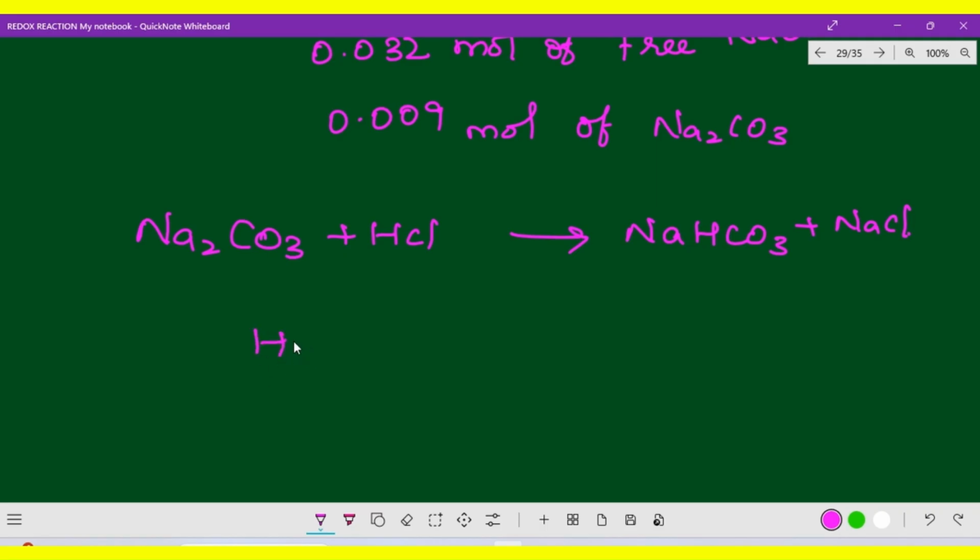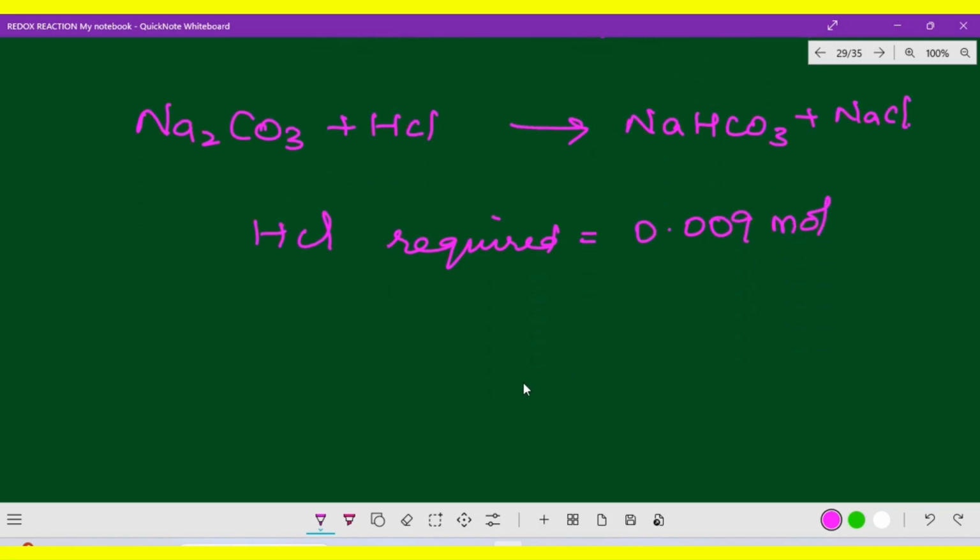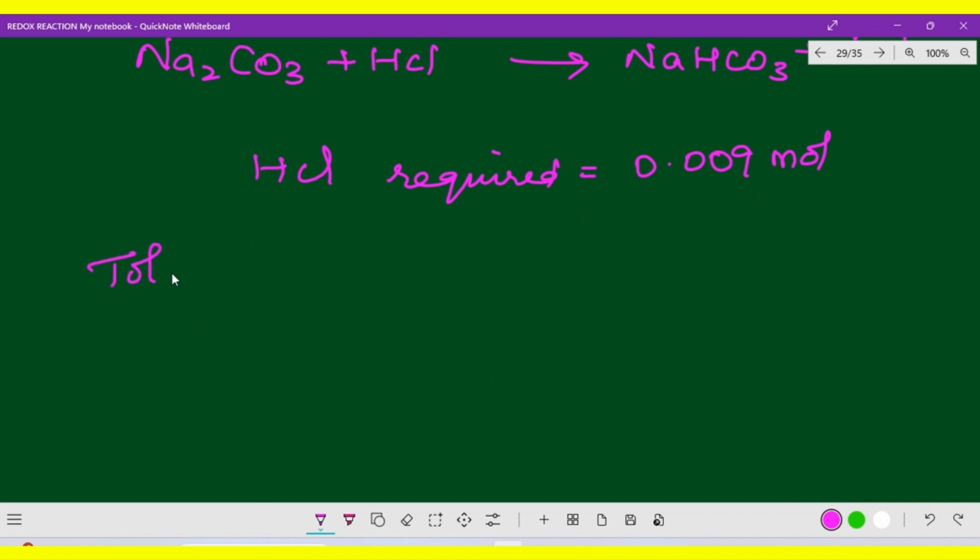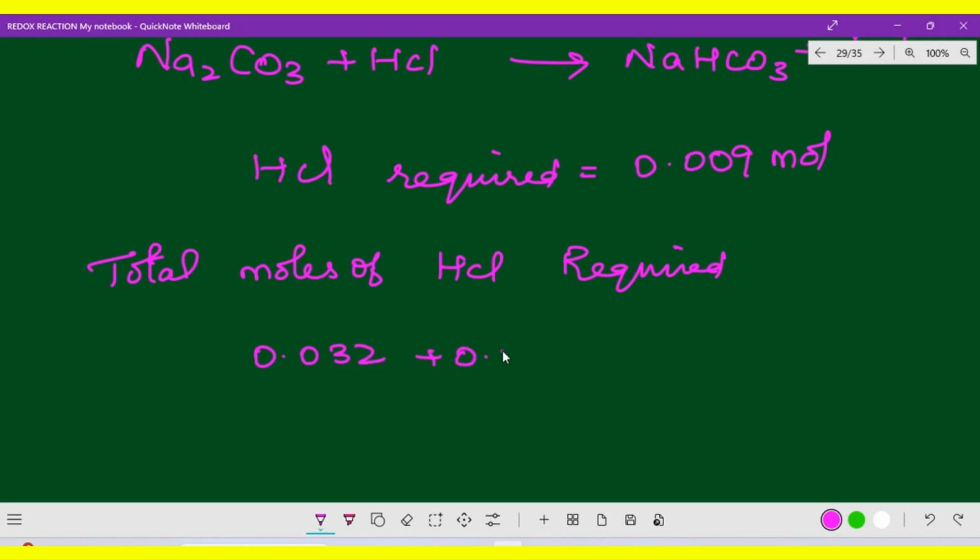So how many ml of HCl is required? That is the question. HCl required for the reaction, how much in ml? Before finding that volume, we have to find the moles. So this is 0.009 mole. Total moles of HCl required is 0.032 plus 0.009 equal to 0.041 mole. You got it? So this much is required.